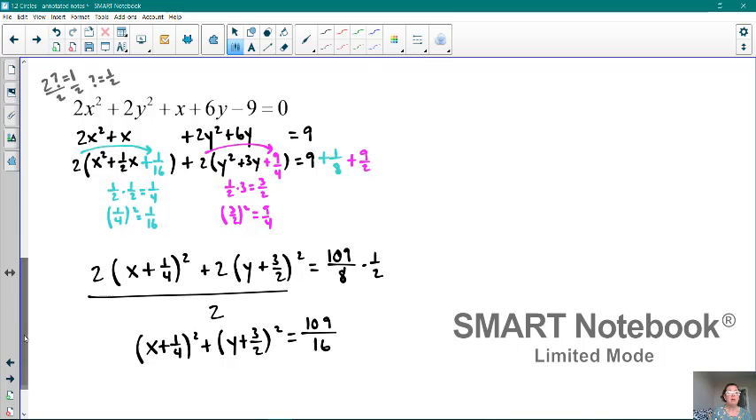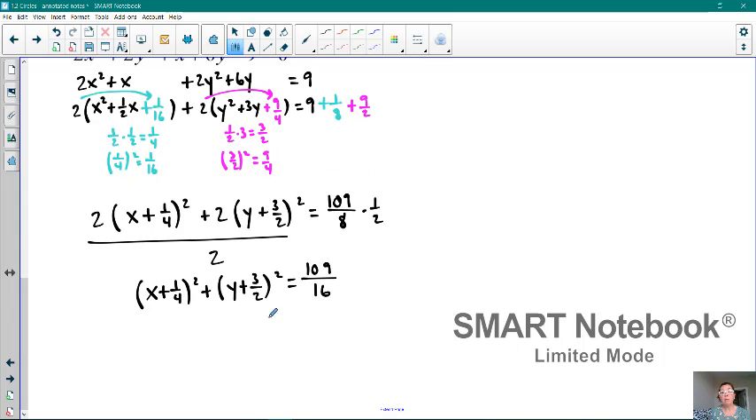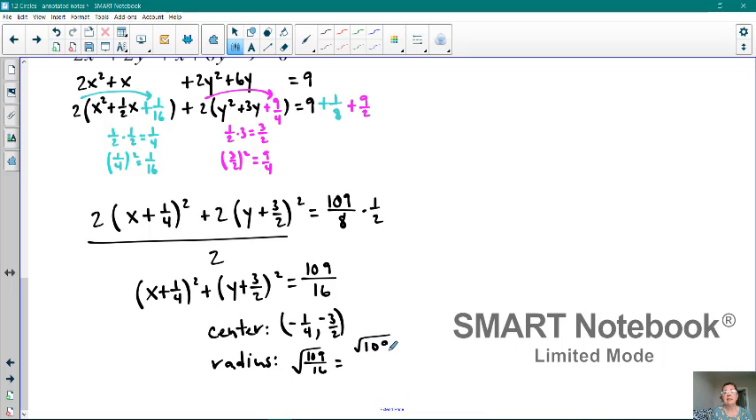Okay? Remember, our task was to tell the center and the radius of each of these circles. This circle would have a center at -1/4, -3/2, and a radius, we would take the square root of 109 over 16, which would be equal to the square root of 109 over 4.